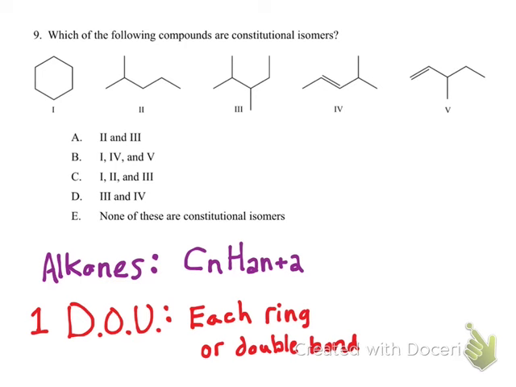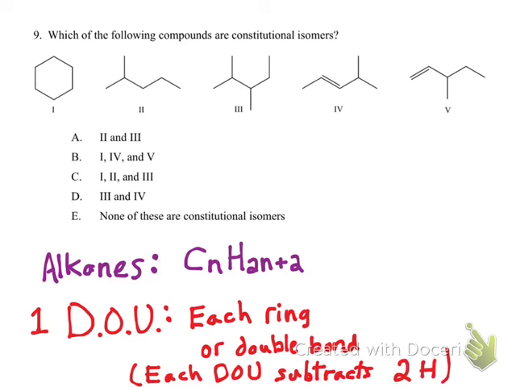So each degree of unsaturation can be represented by either a ring or a double bond. However many rings and double bonds you have in a structure, that's how many degrees of unsaturation that structure has. A triple bond, there are no triple bonds in this problem, but a triple bond is worth 2 degrees of unsaturation. So let's go through and find the formulas of each of these structures.